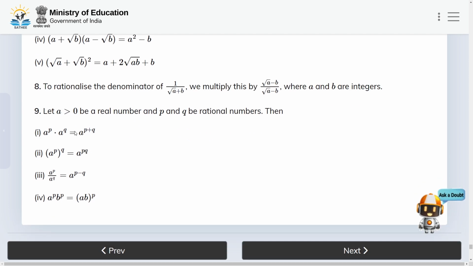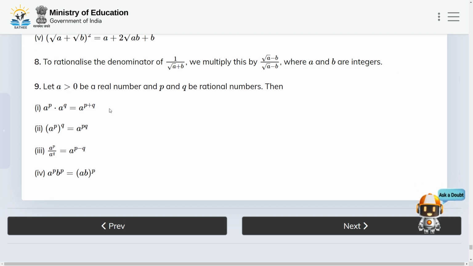Okay, and 8th point, which you have studied in this chapter, to rationalize the denominator of 1 by root over A plus B, here we multiply the numerator and denominator by square root of A minus B divided by square root of A minus B. So to rationalize this denominator, we multiply by square root of A minus B over square root of A minus B, where A and B are integers.